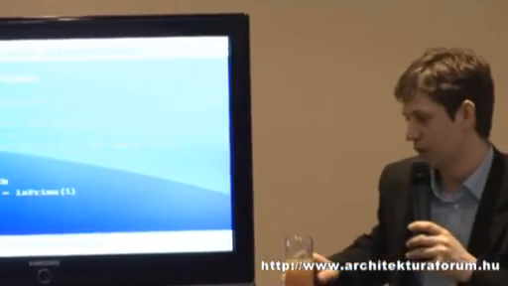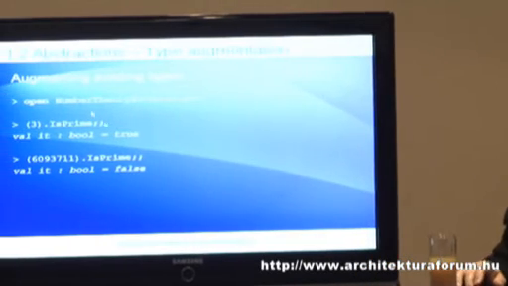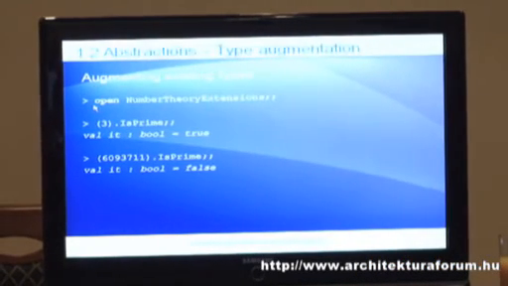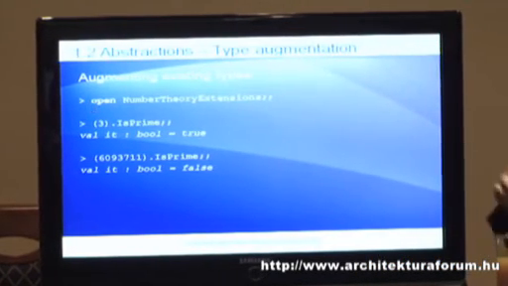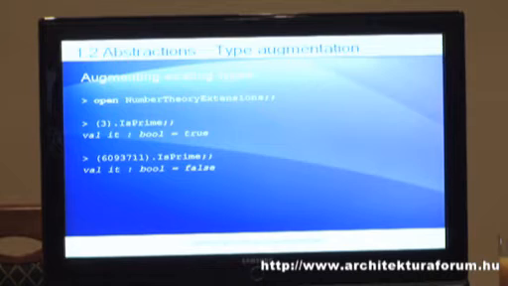But remember, the whole thing is wrapped into this module. So I have to open this module before I can start trying to find prime numbers. So I open the number theory extensions module and pick a number like 3 or 6 million, whatever, and I just say isPrime, and I get true or false.